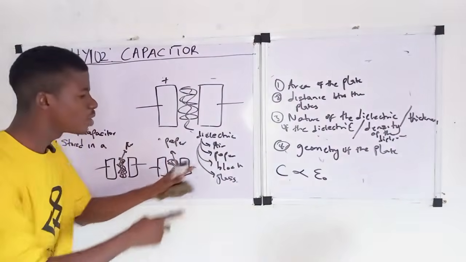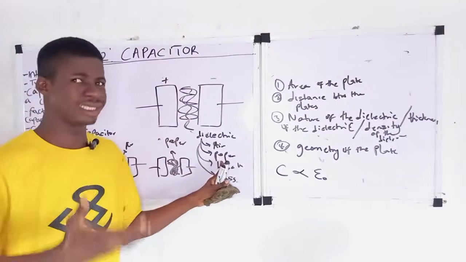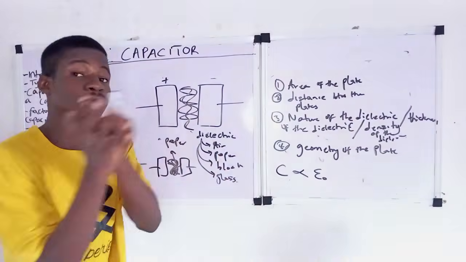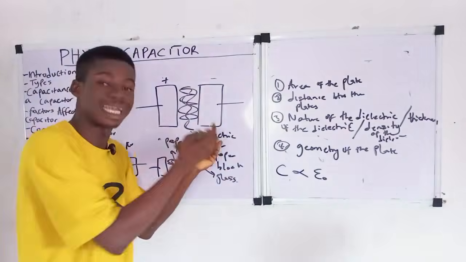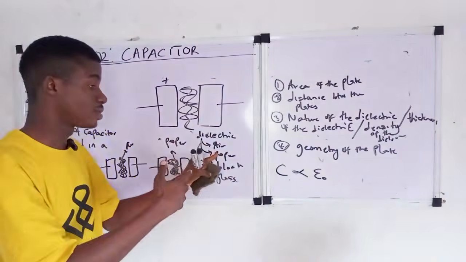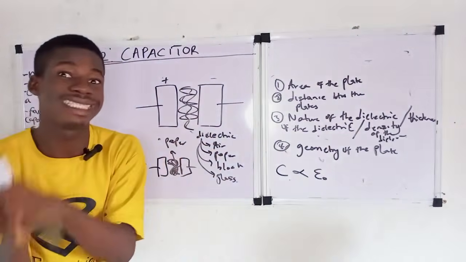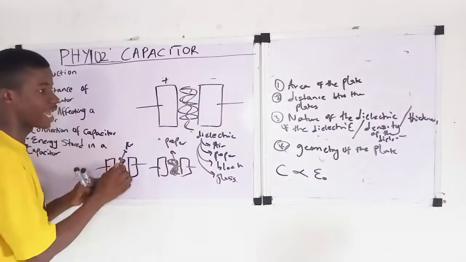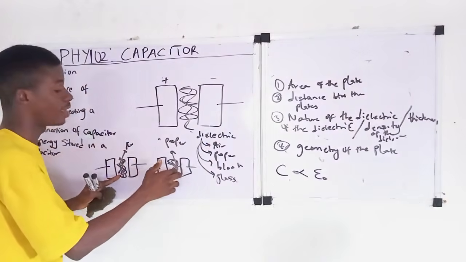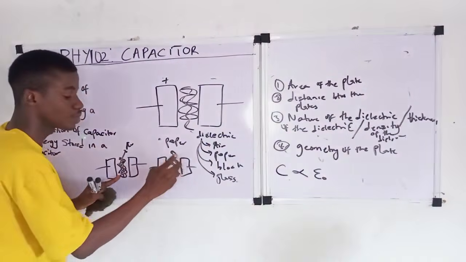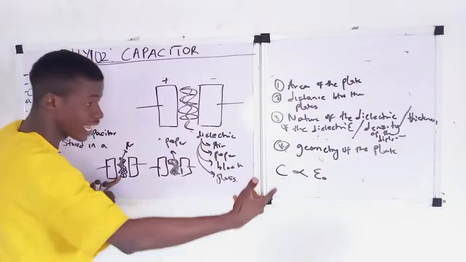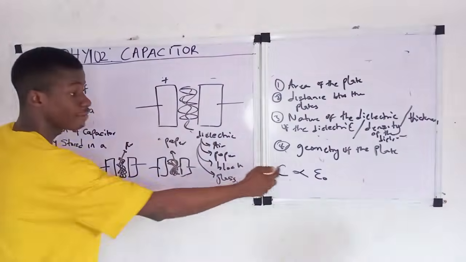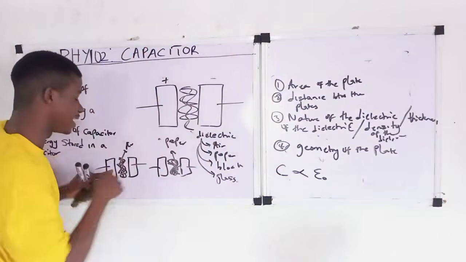Do you know why? Because paper is denser than air. So paper has a larger density than air. So that tells you that between this one that has air as the dielectric and this one that has paper as dielectric, the one with paper will store more charge. That means this capacitor will have a higher capacitance than the other one.